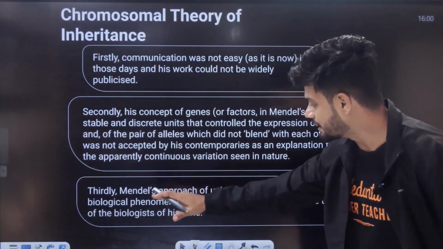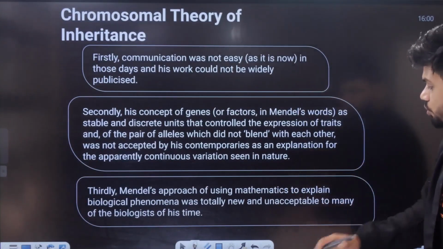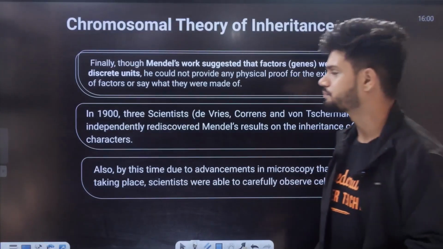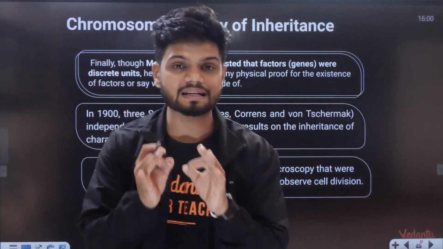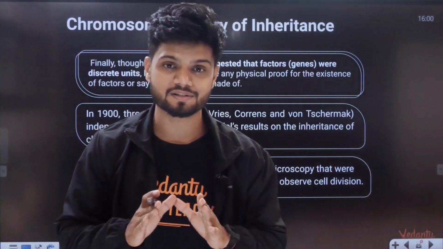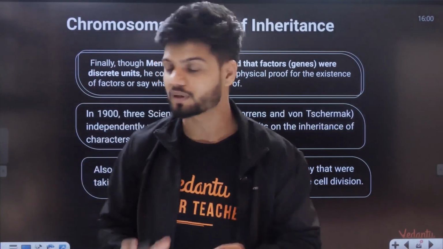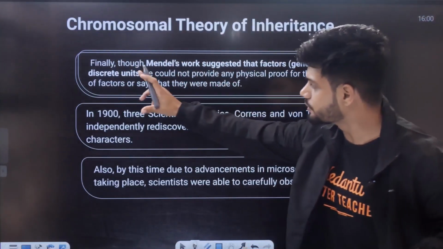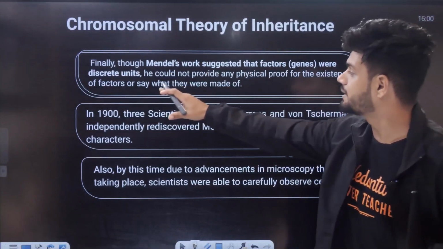Thirdly, Mendel's approach for using mathematics to explain biological phenomena was totally new and unacceptable to many biologists at the time. So his work was completely unrecognized until 1900s. No one even understood what he was doing at that time. Okay. So finally, though Mendel's work suggested that factors, genes, were discrete units, he could not provide any physical proof for the existence of factors and what they were made up of.